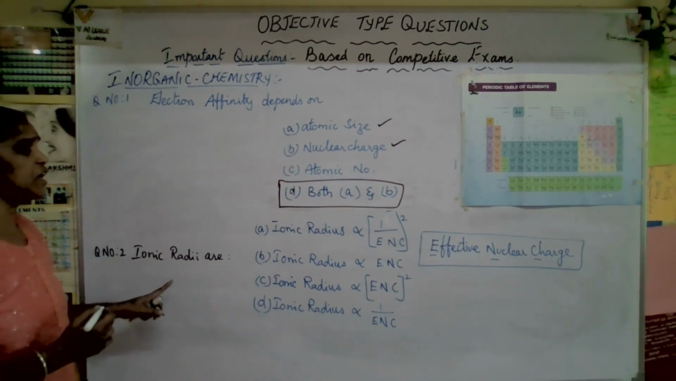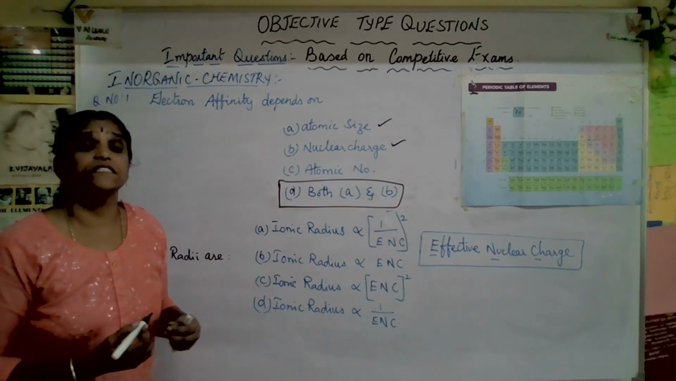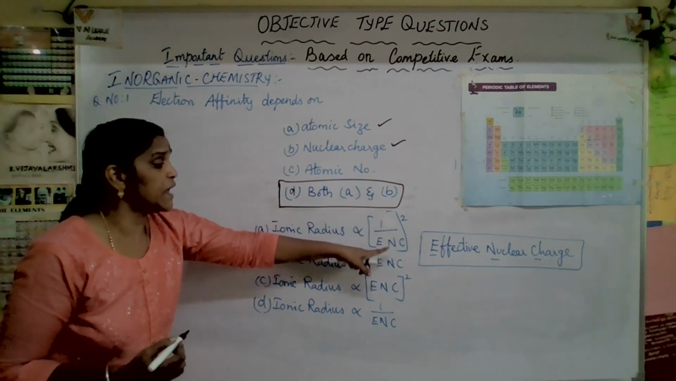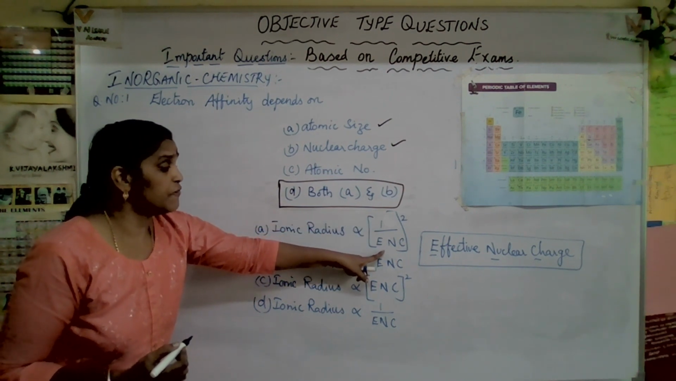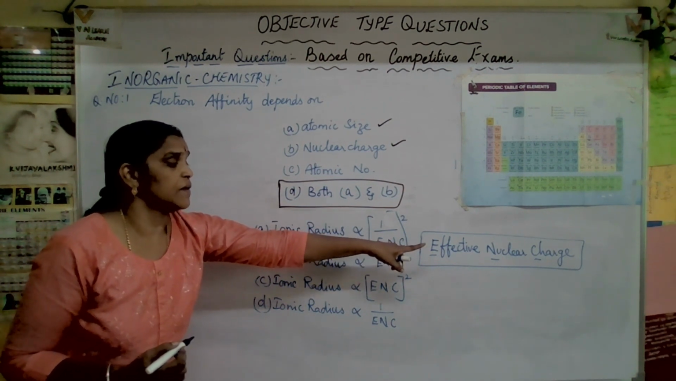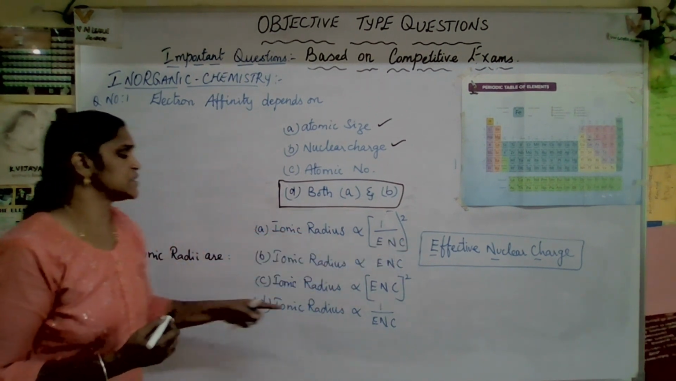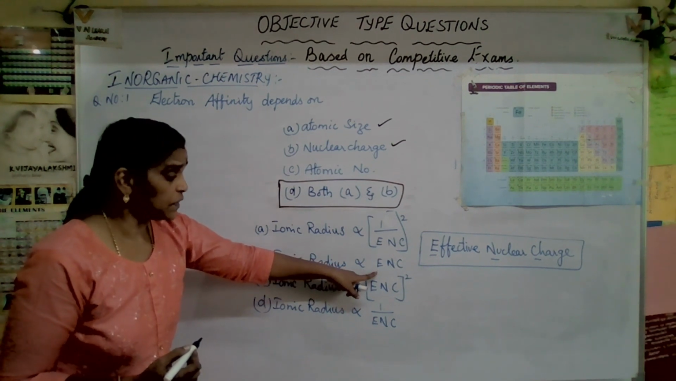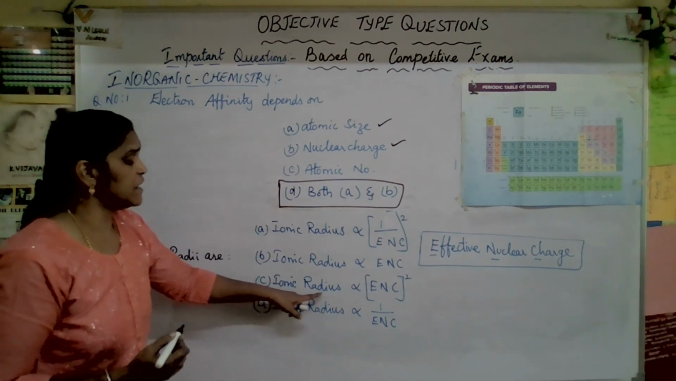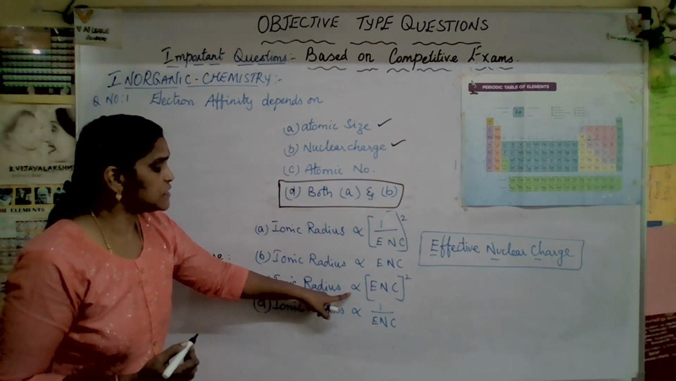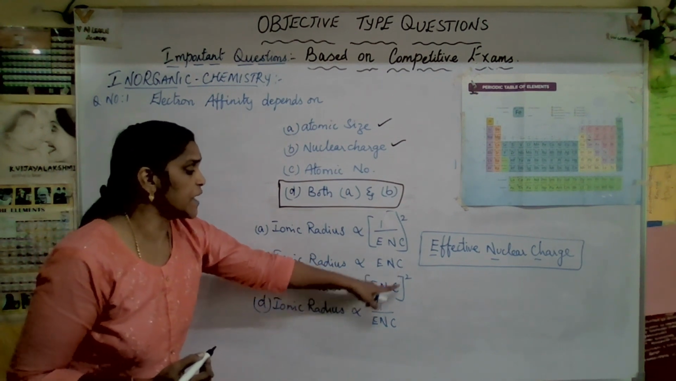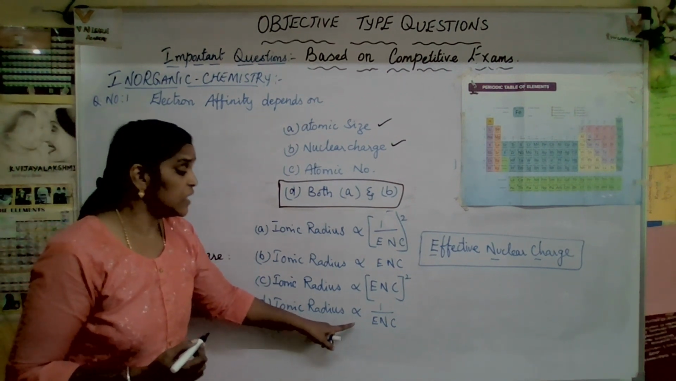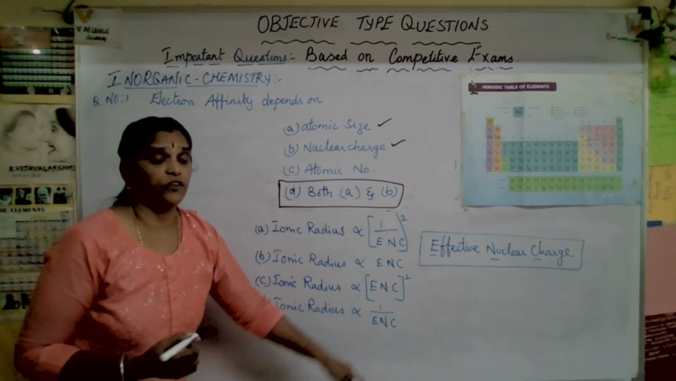The next one, ionic radius. So ionic radius, how to calculate? Option A: ionic radius is inversely proportional to the square root of effective nuclear charge, that is ENC. Option B: ionic radius is directly proportional to effective nuclear charge. Option C: ionic radius is directly proportional to the square root of effective nuclear charge. The last one: ionic radius is inversely proportional to the effective nuclear charge.